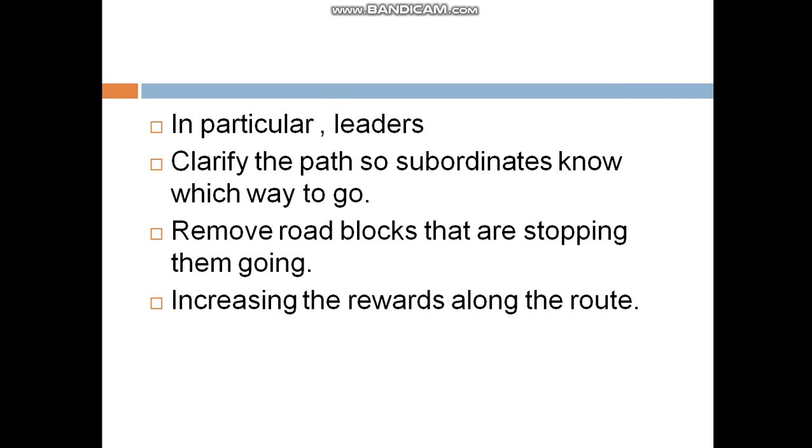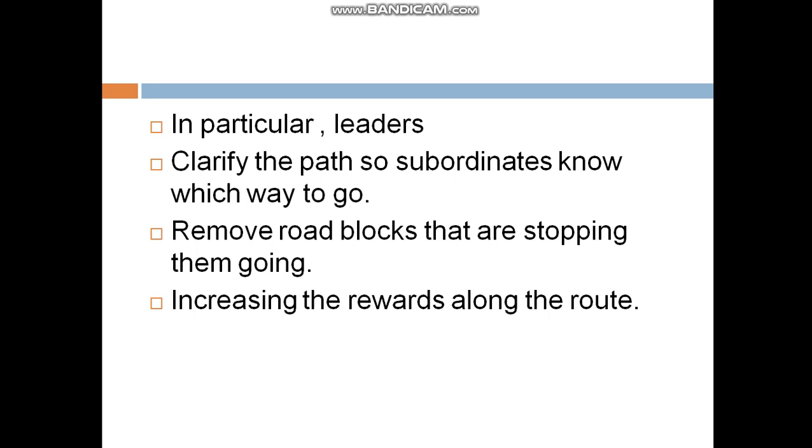In particular, leaders clarify the path so subordinates know which way to go to achieve the goals. Then the leader helps remove the roadblocks that are stopping them from going, and increases the rewards along the route. If the subordinates are doing well, the leader will increase the reward.